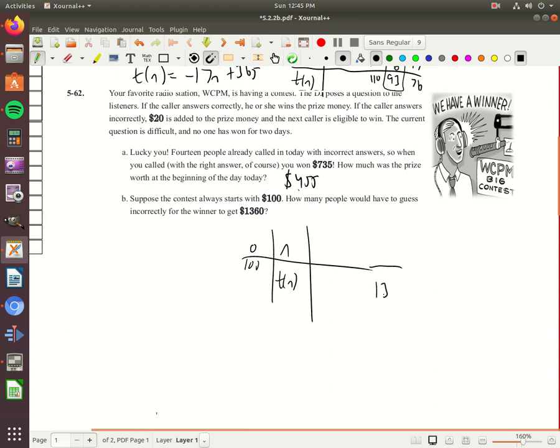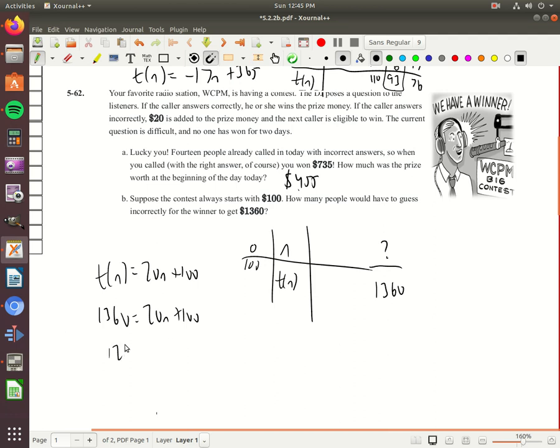So we want to know what is n when we get to 1360, right? So we're going to say t of n is equal to 20n plus 100. We already know that t of n equals 1360 in this example.